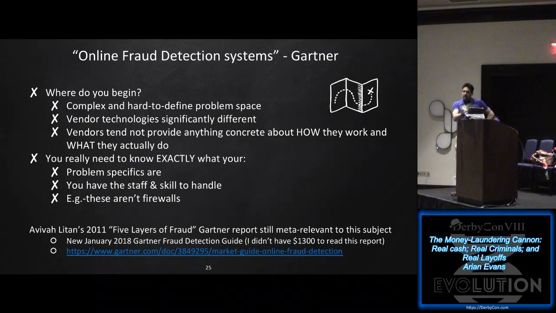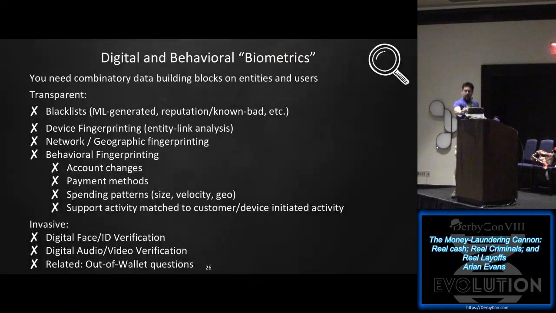So if you're in this space, one thing that I found useful is Avivah Litan, who is one of my favorite Gartner analysts. She wrote this 5 layers of fraud back in 2011. Now, the vendor references are totally outdated, and some of the technology references are outdated, but conceptually, the 5 layers of fraud makes a lot of sense. I'd love to see that modernized for 2018. I found that Gartner put out a new report. Avivah's no longer part of that team, it appears, but Gartner put out a new 2018 report on this, but it's $1,300, and I didn't have $1,300 to spend when I just found that report more recently.